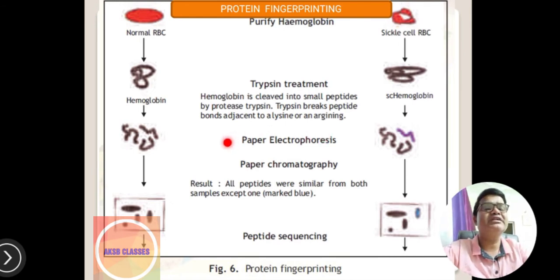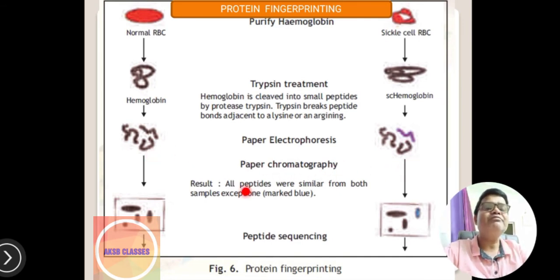The same way, we proceed with paper electrophoresis. In the presence of an electric field, we quickly separate the polypeptide chains through paper electrophoresis, or we can also use paper chromatography. Paper chromatography is best utilized for separation of the fragmented polypeptides of the hemoglobin, one from normal hemoglobin and one from sickle cell hemoglobin.